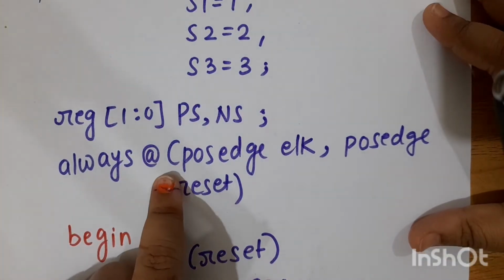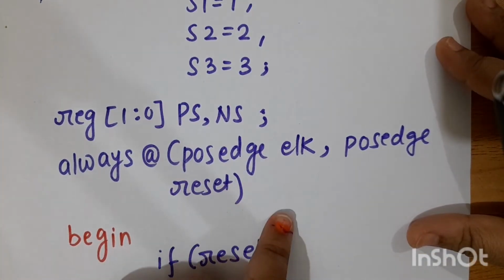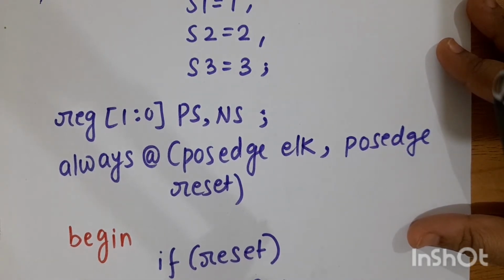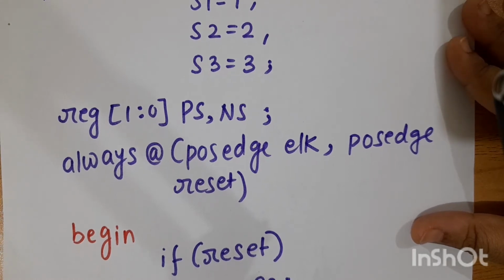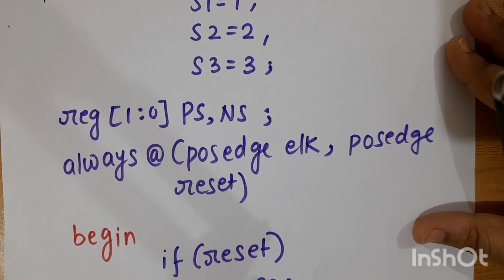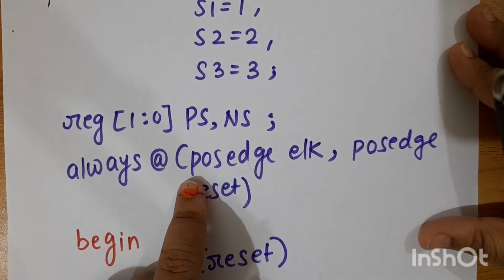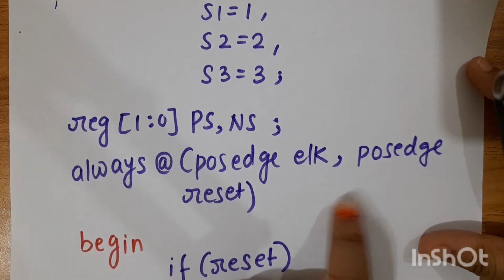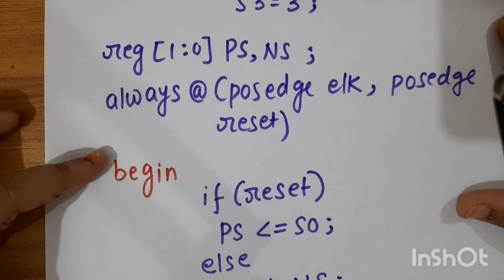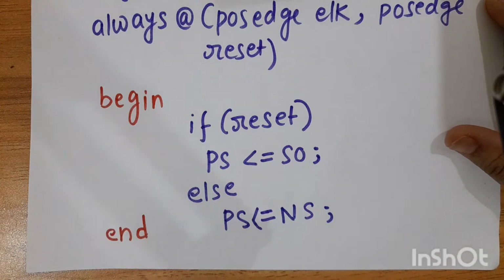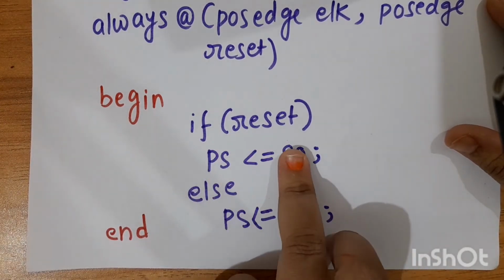Always at the positive edge of the clock or positive edge of the reset, I move into the behavioral block. The always block is a behavioral block, just like the initial block is a behavioral block. So always @(posedge clock, posedge reset). It means if either of them is true, I am entering the begin-end block. In the begin-end block, I am checking if the reset is there.